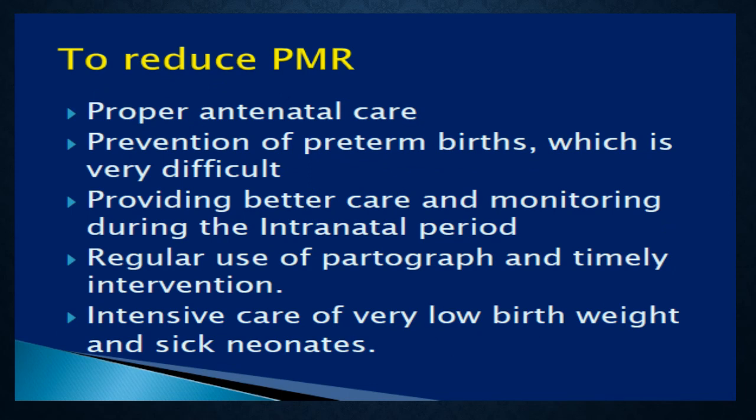What are the prophylactic measures to decrease the perinatal mortality rate? For every cause, you have to think about decreasing the risk for the baby, like proper antenatal care, prevention of premature birth, providing better care and monitoring during the intranatal period, regular use of partographs and timely interventions, and intensive care of very low birth weight and sick neonates.